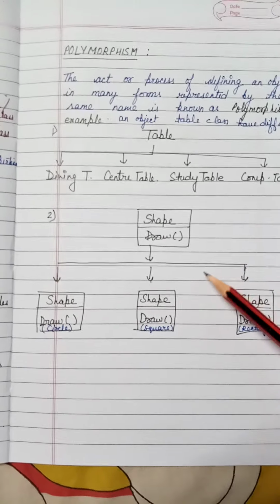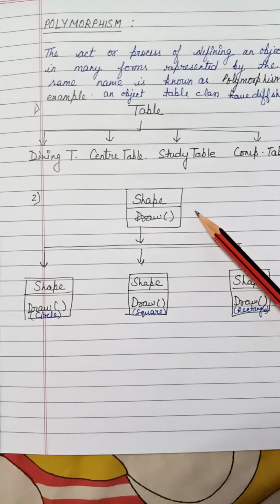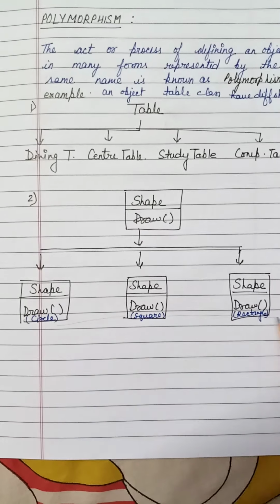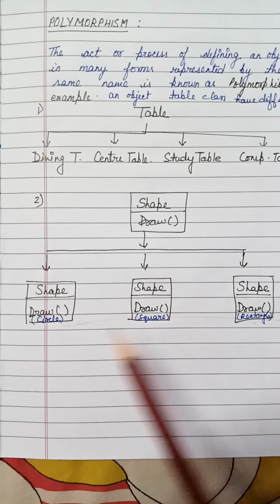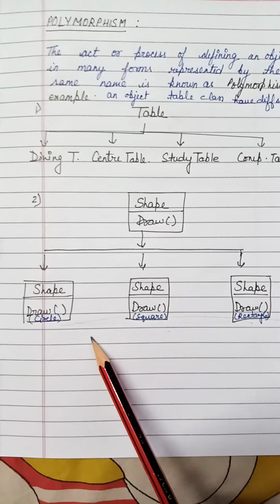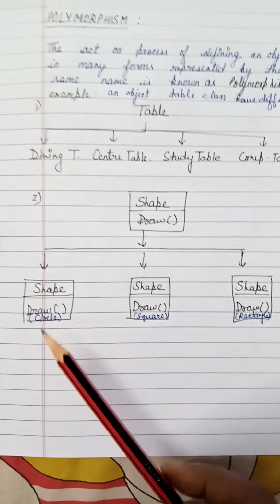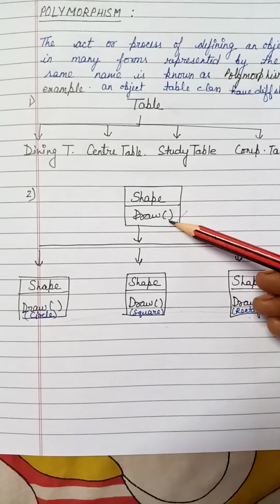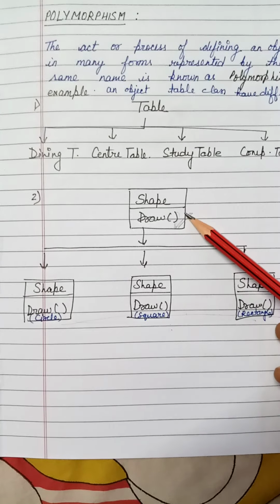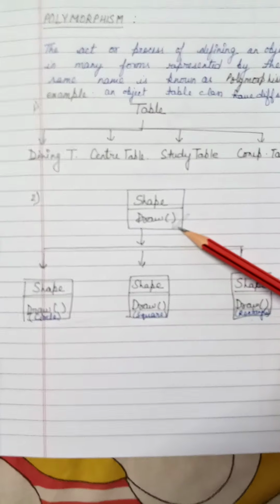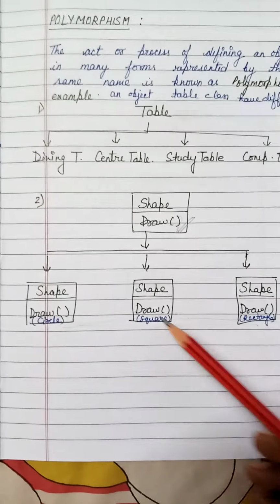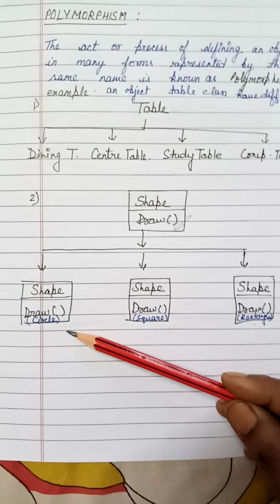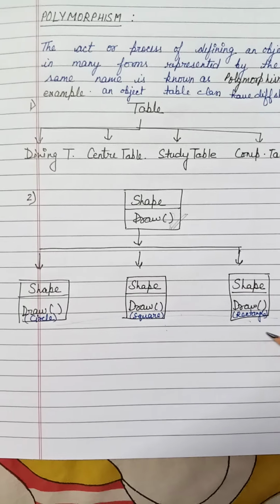Now come to the second example, shape. Suppose there is a class shape. Then there are so many draw functions. The name is the same. Class shape has more than one function, draw. Draw is a function followed by parentheses; this is the symbol of a function. Shape has the draw function more than once. Draw, draw, draw. But this draw is to draw the circle, this one is for square, and this one is for rectangle.